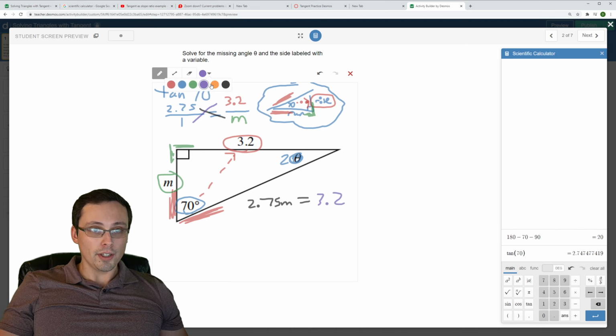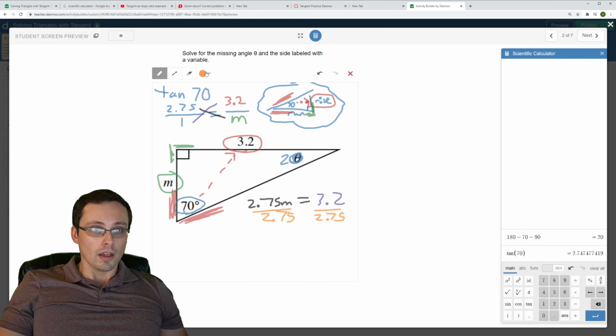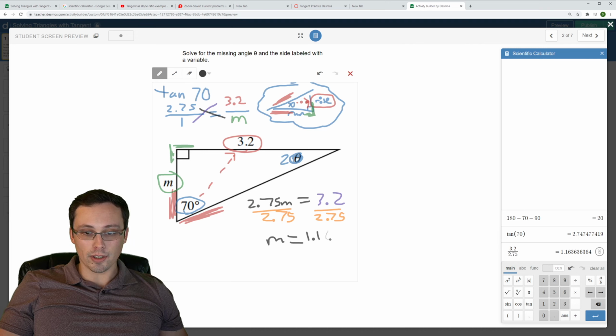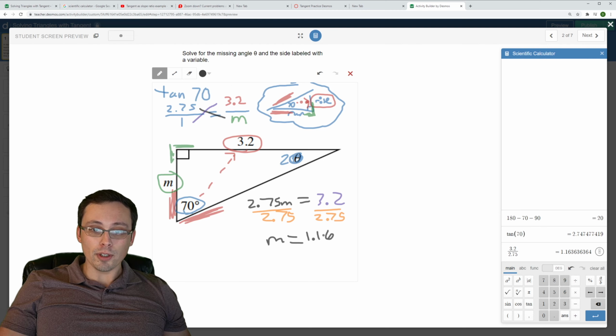Then you could divide to get m by itself, right? To solve this problem, m is not by itself, it's linked with multiplication, so we will use division. So dividing by 2.75, we get m equals whatever 3.2 divided by 2.75 is. That's about 1.16. Now I will show you that you could get a slightly more accurate answer if you used more decimals than just the 2.75. Remember, that was actually this big thing here.